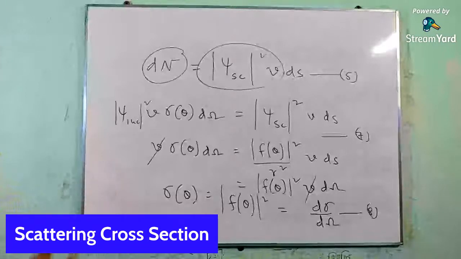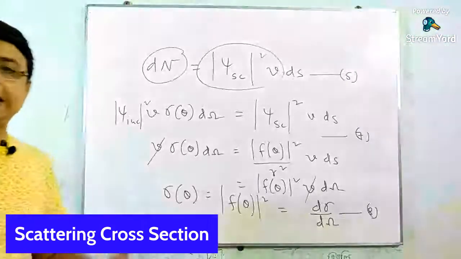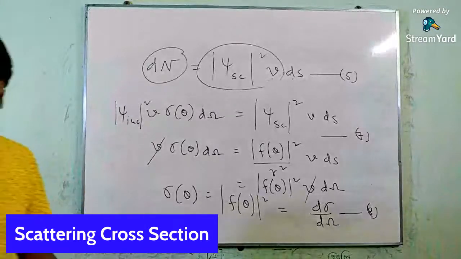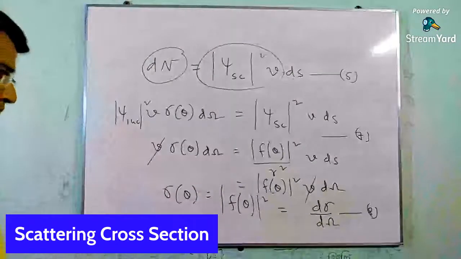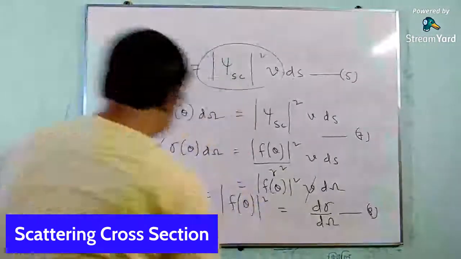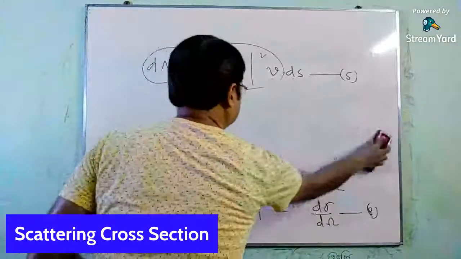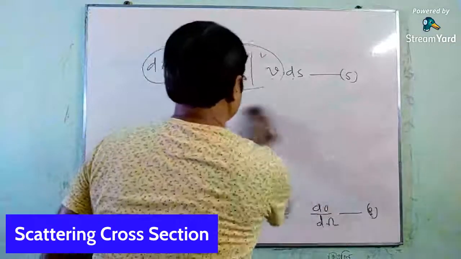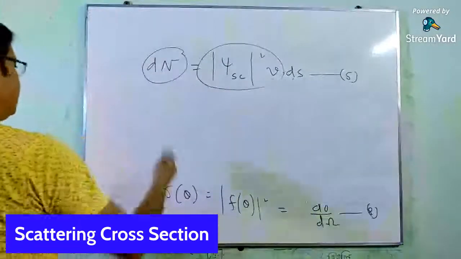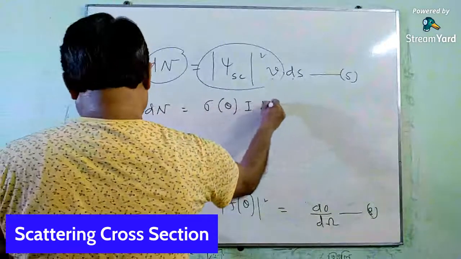The total number of particles scattered in unit time can be obtained from equation 6 by integrating it over all directions. What was equation 6? Equation 6 was dN equals sigma(theta) I d omega.